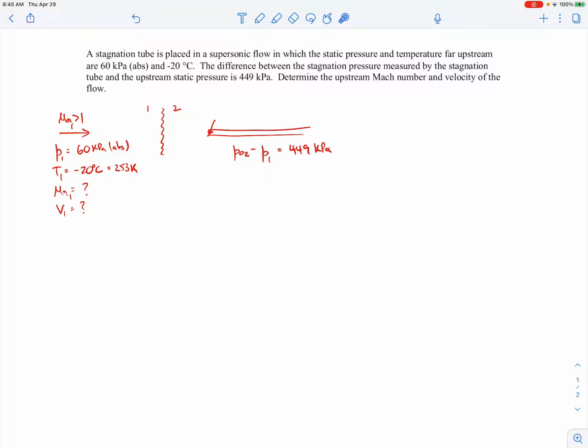Okay, so in order to find this Mach number and velocity, the piece of information that connects what's happening across the shock wave is this one, because it has some downstream, some upstream conditions. So I'm going to start there. And since I'm dealing with a shock wave, what I'm going to try to do is get this in a form where I'm dealing with the normal shock relation. So let me write it this way.